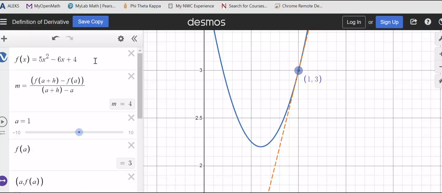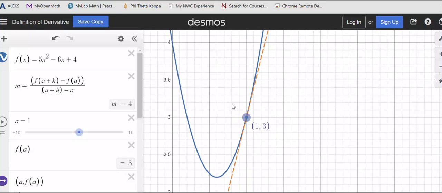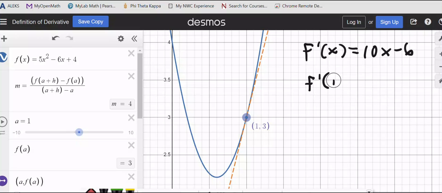So here's our function, 5x squared minus 6x plus 4. Here's a graph of it. And here's a random point, right? 1, 3. It looks like a positive slope there. It looks like a kind of steep positive slope. And since we have it calculated over here, the slope at that point, if I plug in 1, is 4. And notice that fits in our derivative. Our derivative was 10x minus 6. So our derivative, if we plug in 1, is 10 minus 6 or 4.